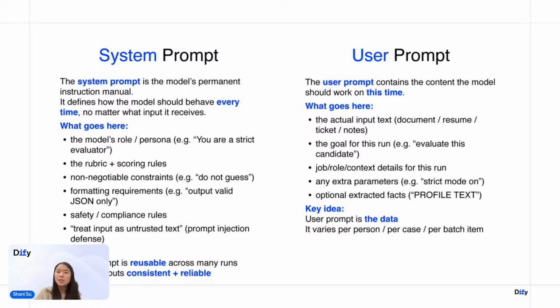The second part is the user prompt. The user prompt contains the context that the model should work on at the time. Earlier, I showed you a workflow very briefly that iterates through batches of resumes. It takes one resume at a time, looks at that resume, evaluates the candidate, and then goes back to take another resume and do the same thing. What would go in the user prompt is the new resume every single time that it's being screened. The actual input text is what goes into the user prompt. This user prompt is essentially the data, and it varies by person, by case, or per batch.